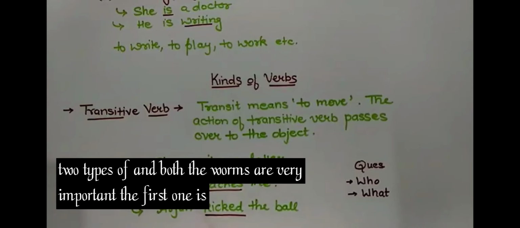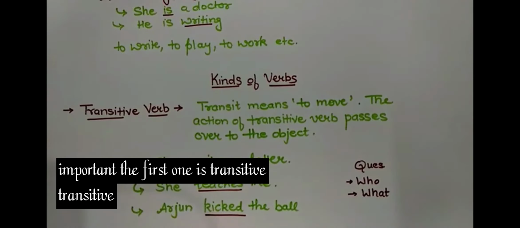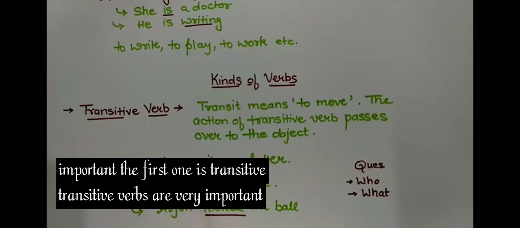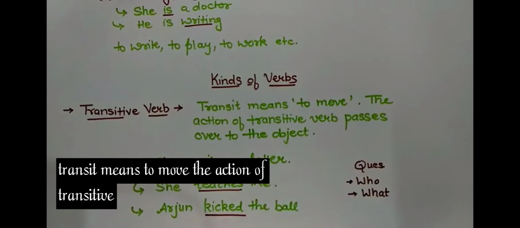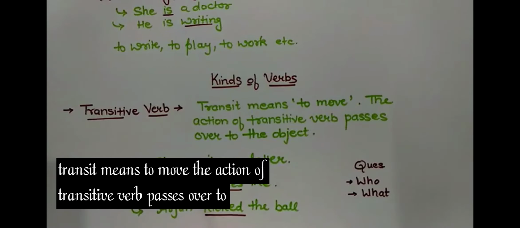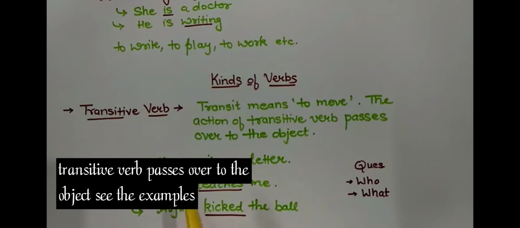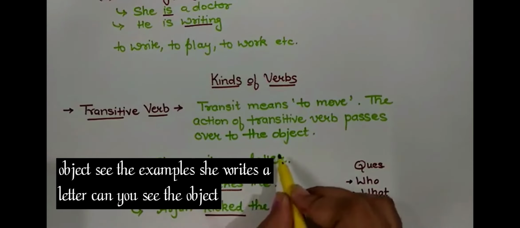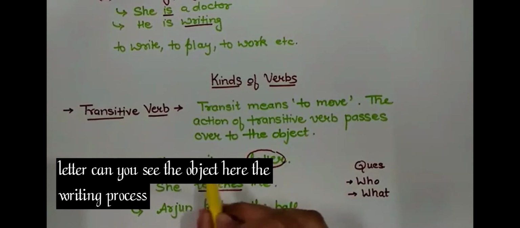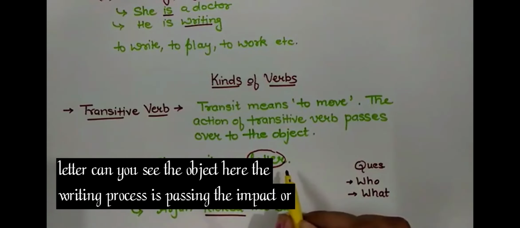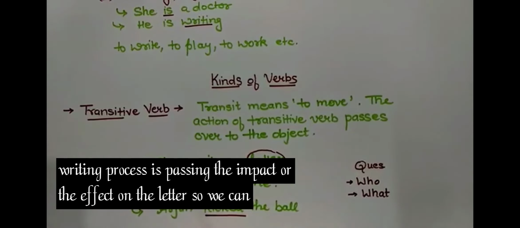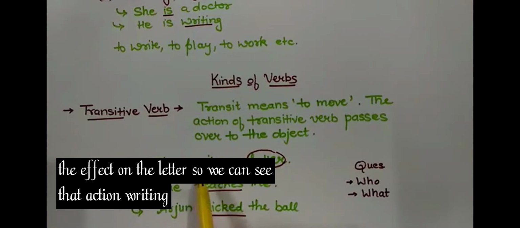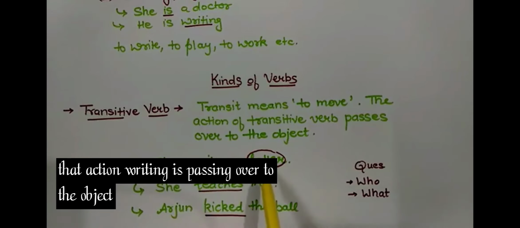The first one is the transitive verb. Transitive verbs are very important. Transit means to move. The action of a transitive verb passes over to the object. See the examples. She writes a letter. Can you see the object here? The writing process is passing the impact or the effect on the letter. So, we can see that the action writing is passing over to the object letter.